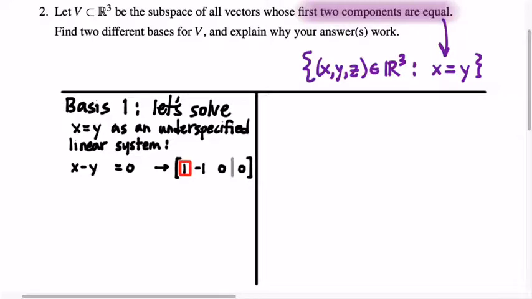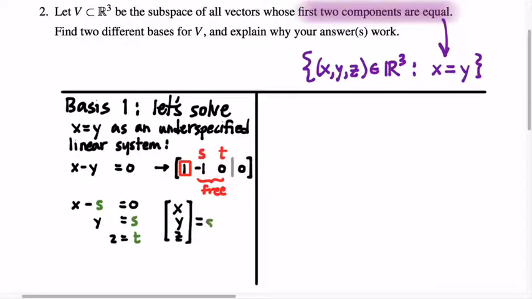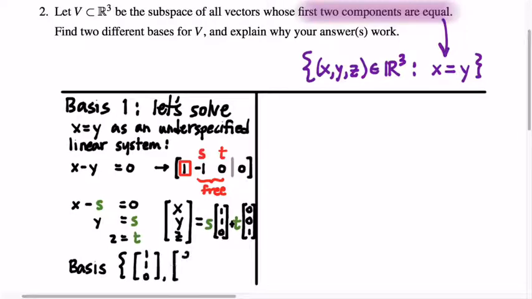The x is a bound variable, but that means that y and z are free, so we'll give them parameter names s and t, and thereby obtain the equation x minus s is equal to 0, y is equal to s, z is equal to t. Factoring out the s's and t's, we obtain a parametric vector form for this solution, s times the vector 1, 1, 0, and t times the vector 0, 0, 1, and therefore a basis for this subspace, which is the solution space of x minus y is equal to 0, consists of the vectors 1, 1, 0, and 0, 0, 1.